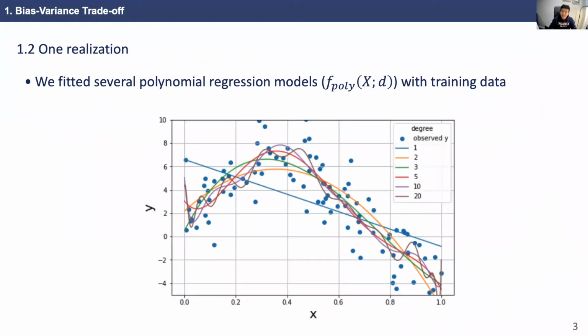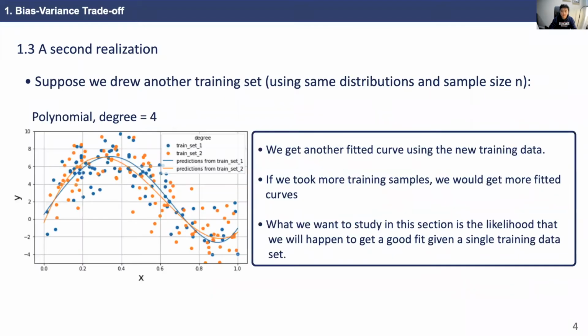For example, previously we fitted several polynomial regression models with the same training data. So just imagine that if the training data is biased, the fitted model can be biased a lot. Now, suppose we drew another training data set, using the same distribution and the sample size of 100, then we would get another fitted curve using the new training data, like the blue and orange line here.